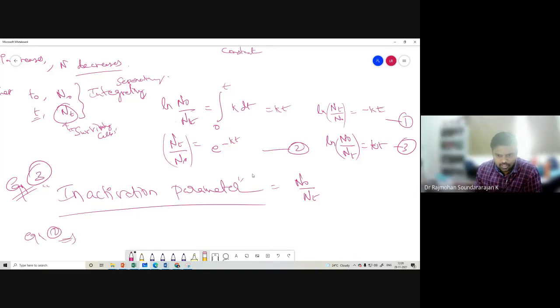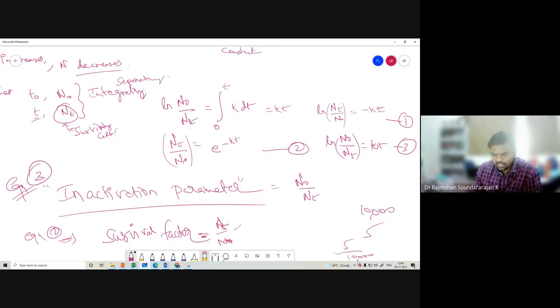we have Nt by N naught, right? Which is known as the survival factor. So survival rate or survival factor is given by Nt by N naught. Now, initially there were 10,000, finally there are 5. What is the survival rate? It is 5 by 10,000, right? So that's what we are getting here.